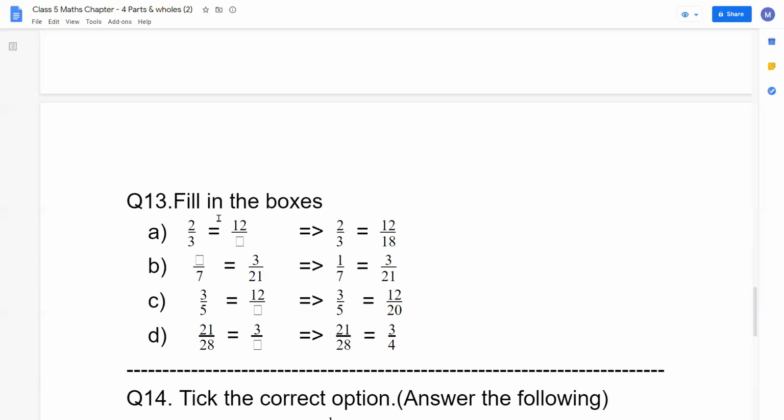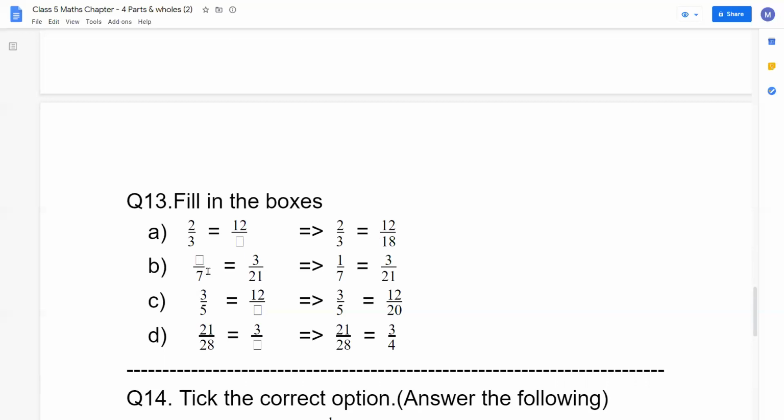The numerator is 2, and the numerator of the equivalent fraction is 12. How can you make 2 into 12? By multiplying with 6, that is, 2 6s are 12. So the denominator 3 also we have to multiply with 6. So 3 6s are 18. I have written the answer on the side. So 2 by 3 equals 12 by 18, because 2 6s are 12, 3 6s are 18.